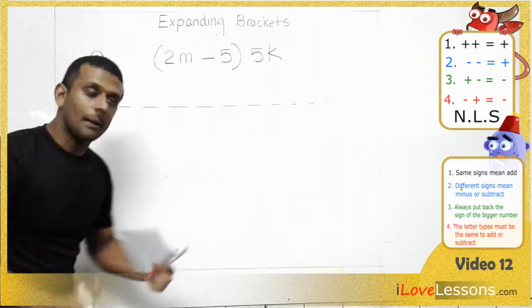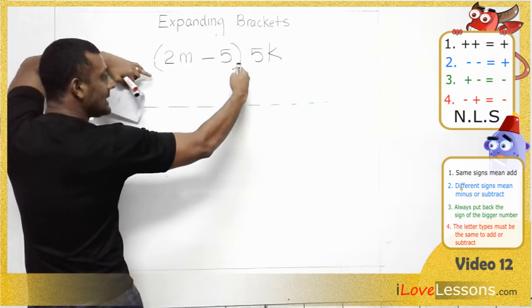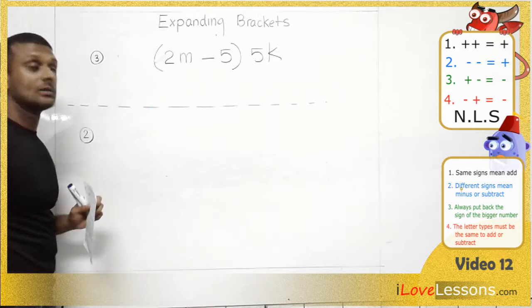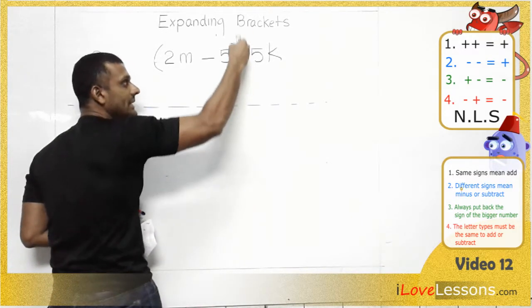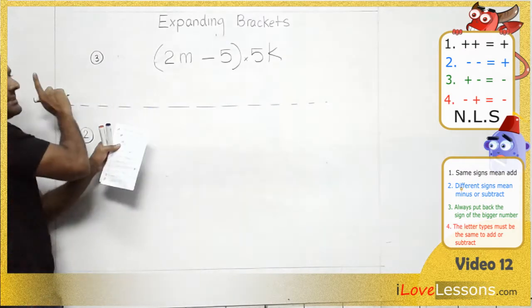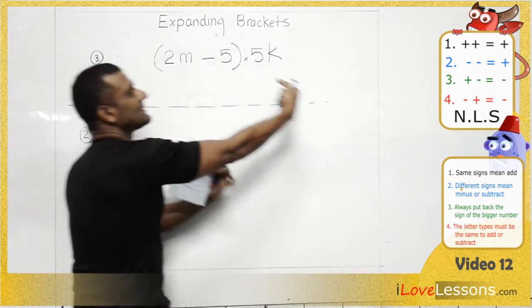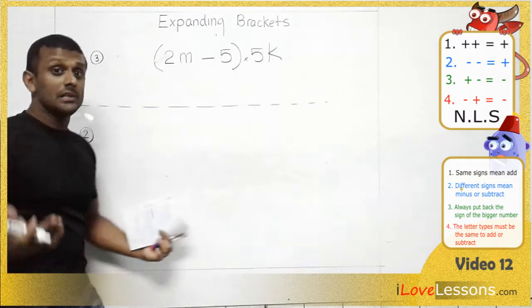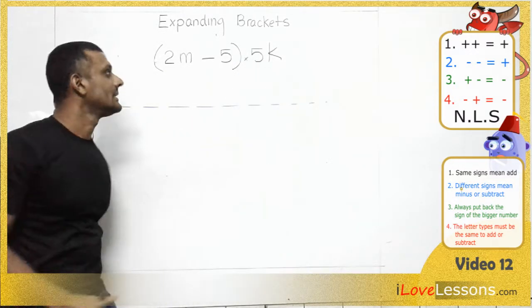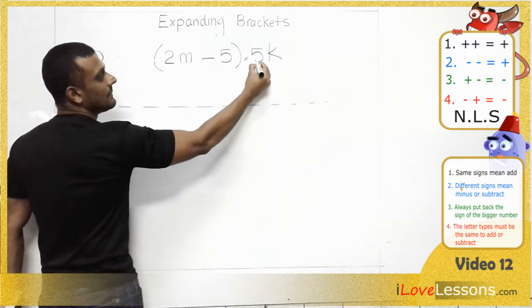The rules still apply. All the items inside the brackets get multiplied by the item outside. And what do you have in between here and here? There will be a secret multiply. Now, instead of multiplying this way, we just have to multiply this way. And we're going to use the same rules, the N, the L, and the S. Let's start with the numbers.